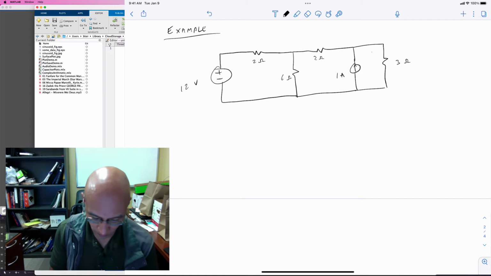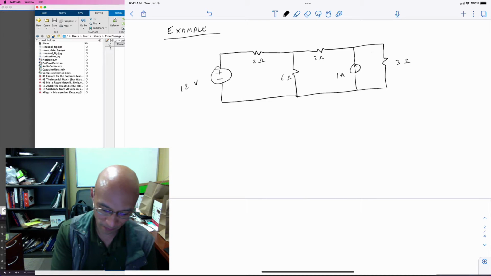In this video, I will do a node voltage analysis problem that requires two nodes. If you haven't seen my one node example, I'll put the link in the video description below, so you can see that to understand the terminology and the plan here.